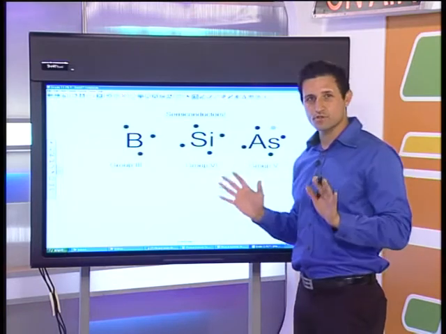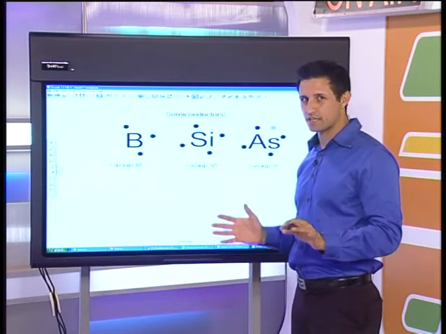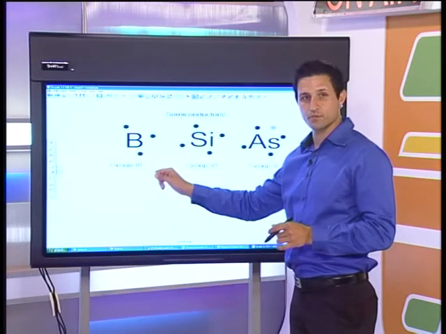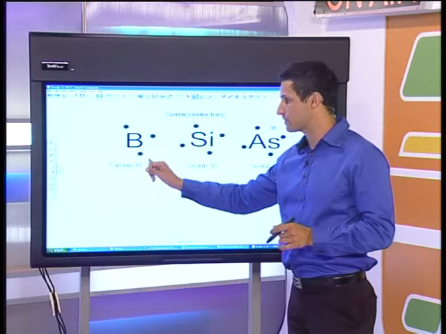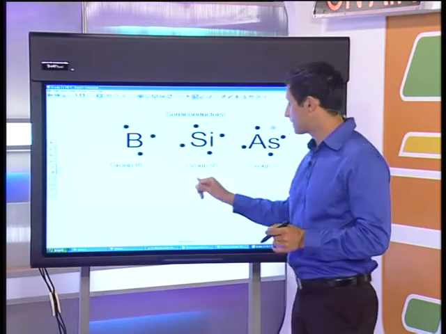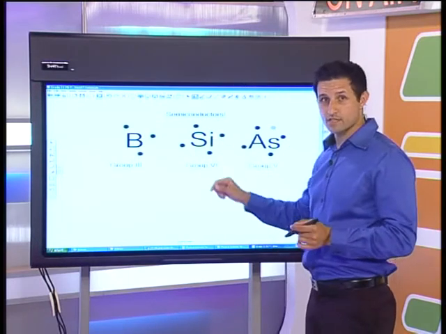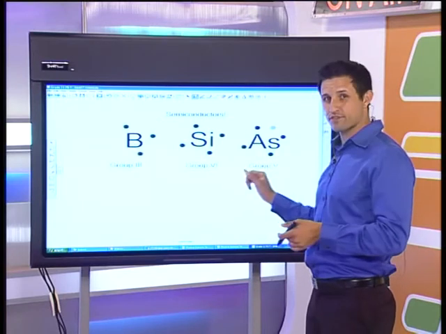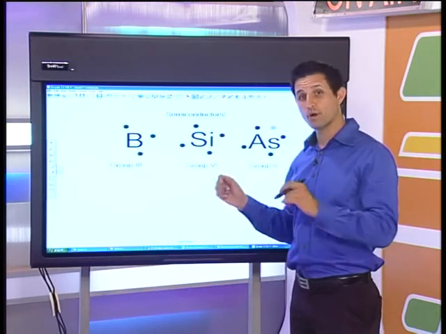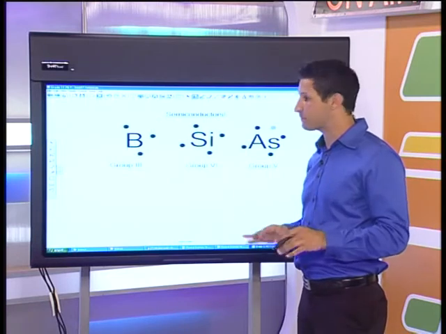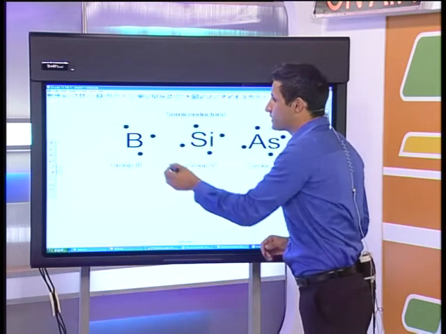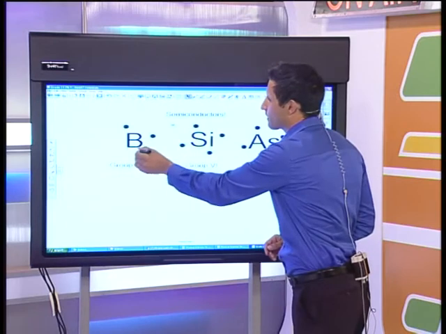Now, where do these numbers of electrons come from? It's very easy. If you look at your periodic table, you'll see that group 3 in Roman numerals has 3 valence electrons. If I've got group 4, 4 valence electrons, group 5 has got 5. It couldn't be simpler. What we're going to do with them is play around with them and make some chemical structures. So, let's start playing around with these ideas.